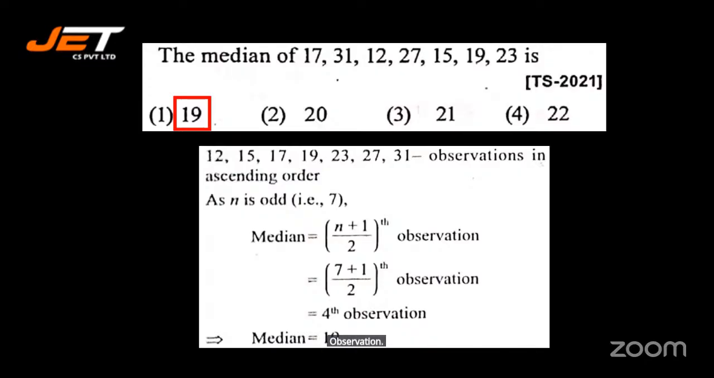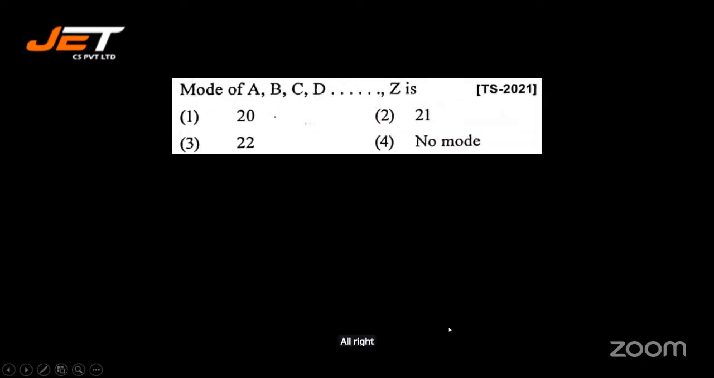So now we are making the numbers into ascending, that is from the smaller to the higher. It can also be made from the higher to the smaller. So here now we are making it smaller to the higher, that is 12, 15, 17, 19, 23, 27, 31. Now your median will be 7 plus 1 by 2th item, that is 4th observation. So from the left hand side, if you see what is the 4th one, then it is 19. That's how you are getting your answer to be 19. All right? Yes. All right.